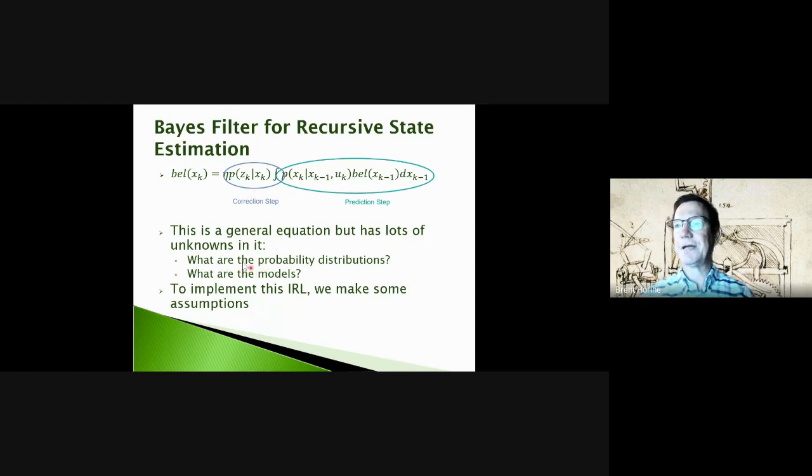There's a lot to pick apart here. What are these probability distributions? These are very generic at this point. What are these models that help us move? To implement this in real life, we'll make some assumptions. So this is the general Bayes filter for recursive state estimation. But typically, to actually make use of this, we've got to make some simplifying assumptions.